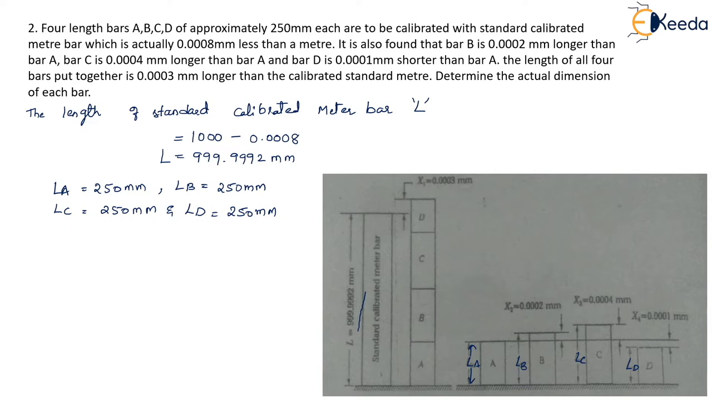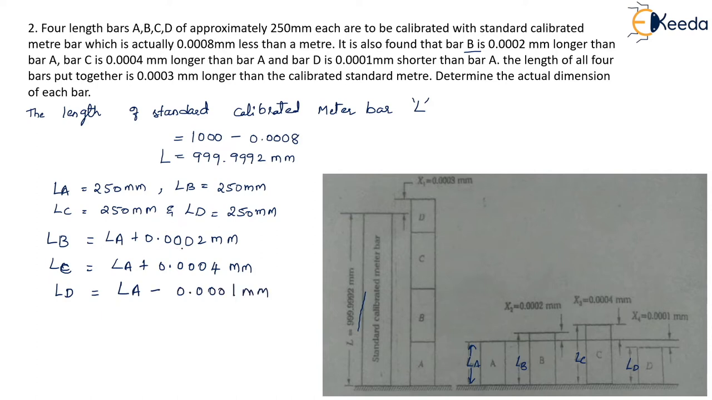Now, they have said that bar B is 0.0002 mm longer than bar A. So here they have given LB is LA plus 0.0002 mm. LC is 0.0004 mm longer than LA, LA plus 0.0004 mm. LD is 0.001 mm shorter than bar A. So LA minus 0.001.